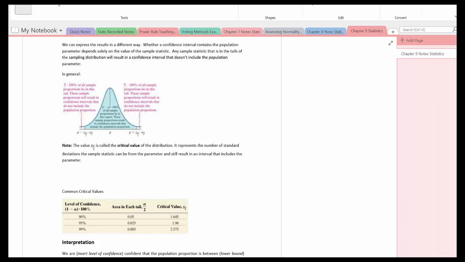Now, you see this z sub alpha over 2. That is what is called the critical value of the distribution. It represents the number of standard deviations the sample statistic can be from the parameter and still result in an interval that includes the parameter. Think of it as your boundary value. If it goes to the left or to the right, it's probably in the tail, which means it's not going to be included.